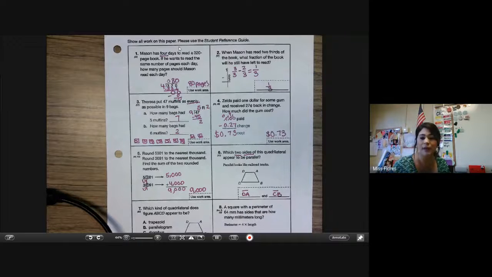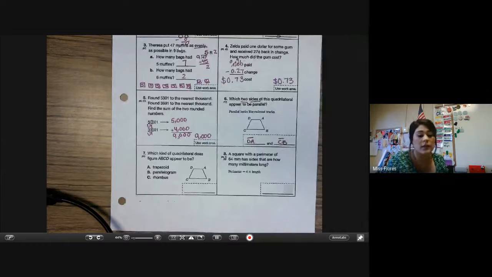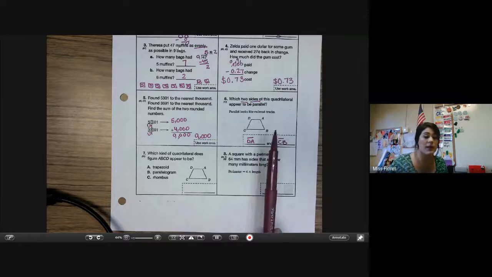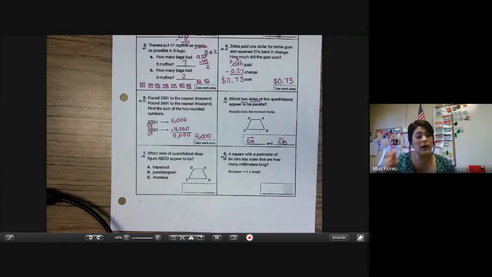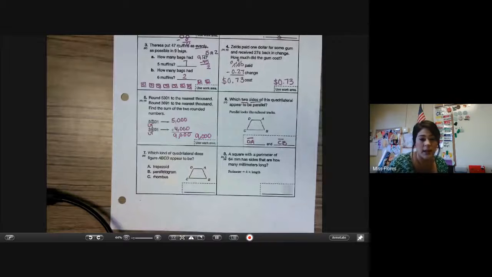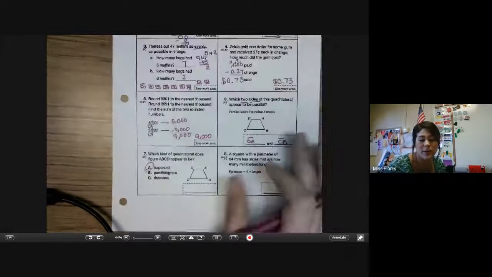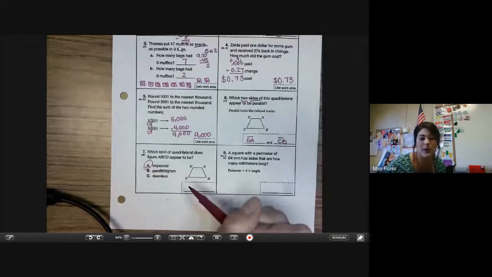All right, moving on to number 7, it says, which kind of quadrilateral does this figure ABCD appear to be? Now, a parallelogram has two sets of parallel lines. And just talking about it from problem 6, we know that these lines are not parallel, so it is not a parallelogram. Nope. A rhombus is a square. No. All right, so that means that we are left with a trapezoid. This is, in fact, a trapezoid.